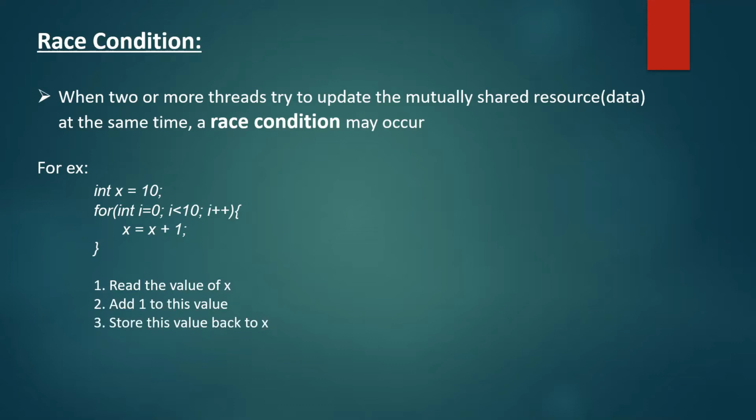And these two threads can be at any of these substeps while executing, and there is a chance of two threads reading the value of x at the same time and adding 1 to the same value. So the value should be incremented by 2, but due to this problem it might actually increment only once. This is what we call a race condition. Let us see an example on this and understand what a race condition is.